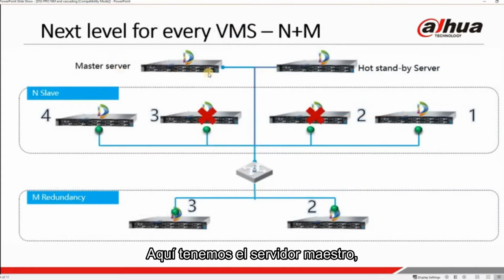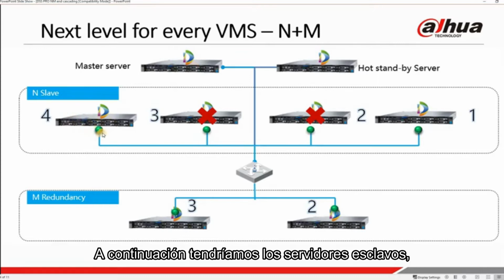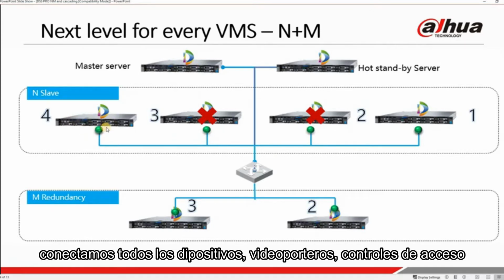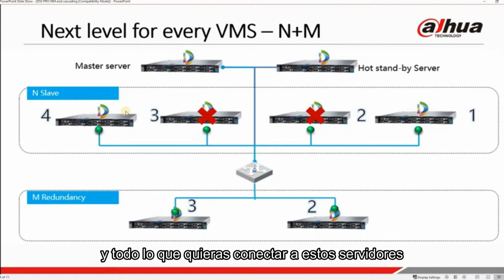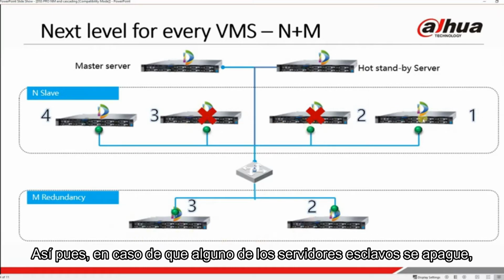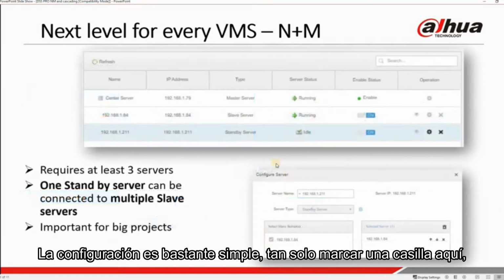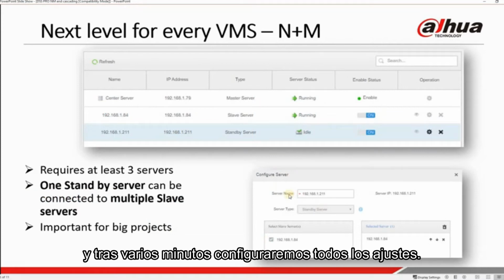So this is our basic scenario. We got the master server over here. A hot standby server can be put into place just in case the master server is down. Then we have our slave servers which are storing all the recordings. We are connecting the devices over there, VDP or access control, it's up to you, whatever you connect to those servers. And those slave servers can be backed up by redundancy servers over here. So in case any of the slave servers is going down, the redundancy server will take its place and its role and starts recording. Setup is really easy, it's just ticking one box over here, and it's a matter of a few minutes to set up the whole thing.